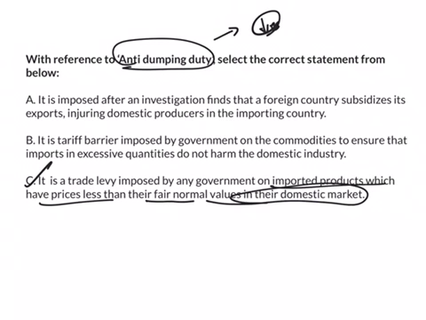Whereas statement 1 refers to countervailing duty. Here the foreign country, whichever is exporting the goods, will give subsidies to the exports. The second statement refers to safeguard duty. Here, a country will impose this safeguard duty if it is importing any product in large quantities that will affect its domestic industry.